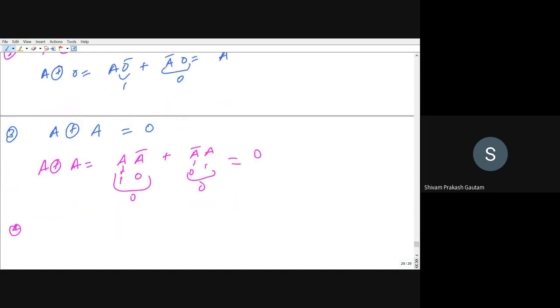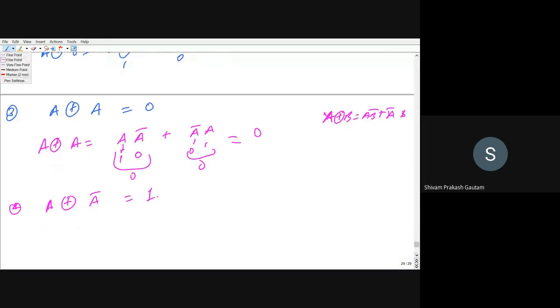You can also prove it. So there is no need to mug up these things. If you know the basic formula, that is A XOR with B, A B bar plus A bar B, you will be able to solve. A XOR with A bar will give you 1. So if you want to see its proof, again, A XOR with A bar will be A A bar bar plus A bar A, right? Complement, you can see here.